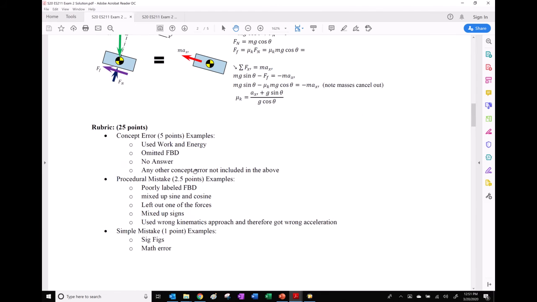So this is the rubric. I think it's somewhat self-explanatory. This is a good way to think about the results of your problem. What did I make on this problem? Well, divide the number of points you got by the number you were allotted, 25, and you can see, okay, I made maybe a 70% or something on this. That's my way of breaking things down into concept errors and procedural errors.